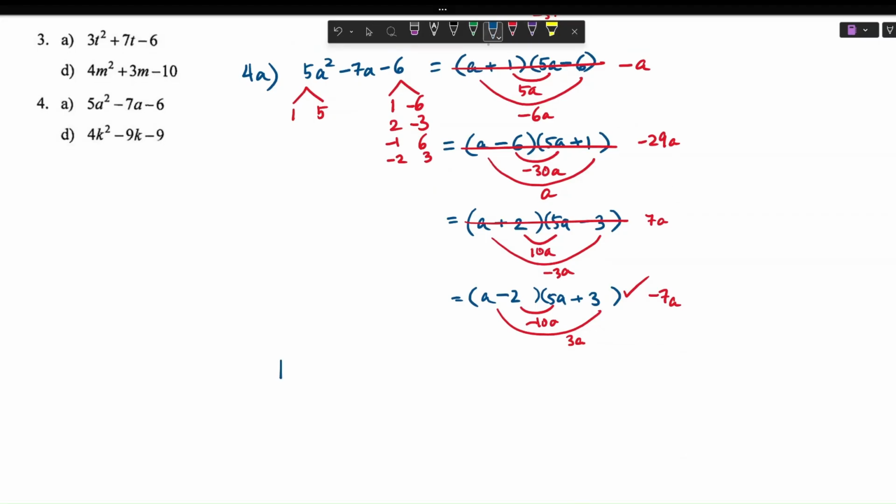Okay, last example for this video. We're going to try 4k squared minus 9k minus 9. So again, we're going to try decomposing this. 4 could be 1 times 4 or 2 times 2. 9 could be 1 times 9 or 3 times 3. But one of the numbers has to be negative because it's negative 9. So 1 times negative 9, 3 times negative 3, or possibly negative 1 times 9. Note that if you swap the signs on 3 and negative 3, you get the same thing.